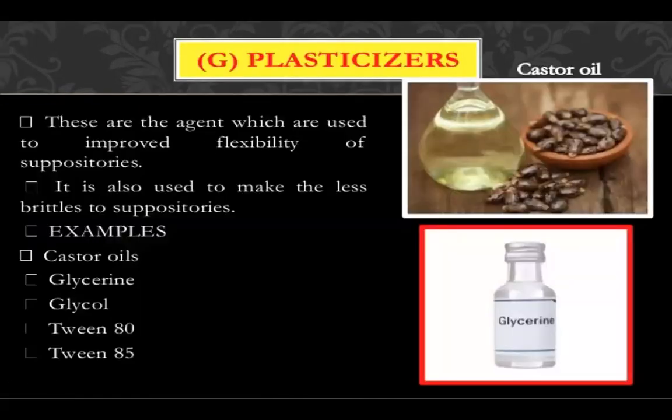Again, you need plasticizers also. These are the agents used to improve the flexibility of the suppository. They are also used to make suppositories less brittle. Examples are castor oil, glycerine, glycol, Tween 80, and Tween 85.